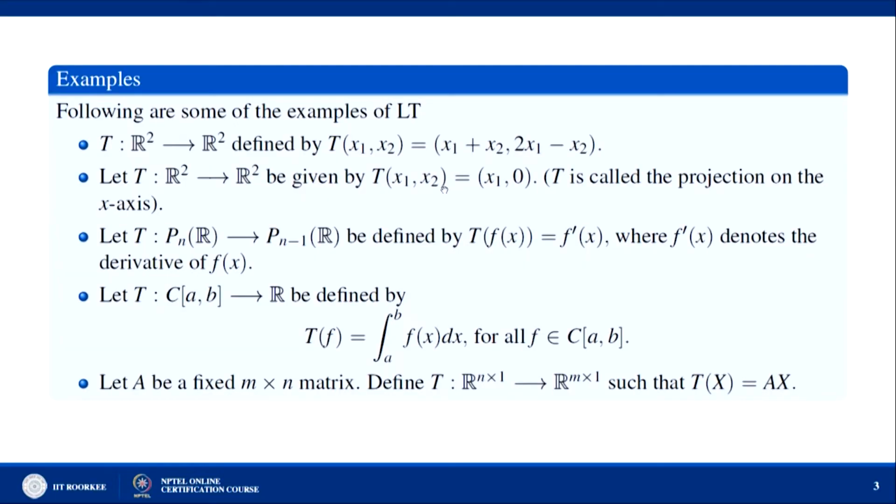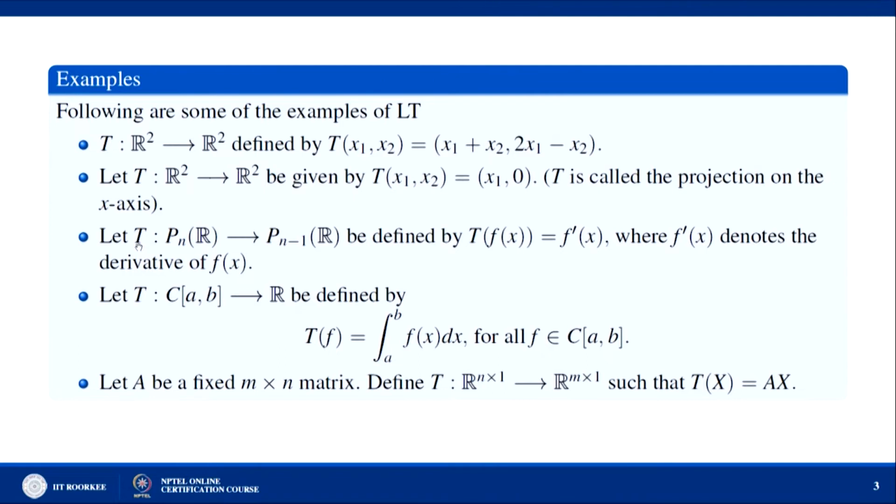Okay. Now, similarly, we can easily show that T from R2 to R2, which is given by this expression and is also called projection on the x axis, is also a linear map. It follows the same lines as we did earlier in the first example.